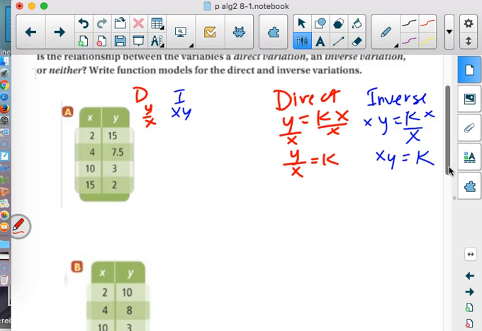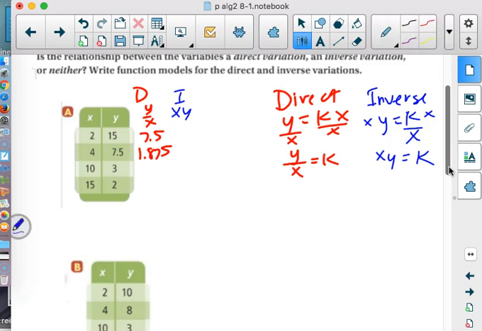All right. 15 divided by 2. Well, let's do these in decimals so we can see are they exactly the same. It is 7.5. 7.5 divided by 4 is 1.875. It's not correct. It has to be the same number. Not even close. Well, then let's try inverse.